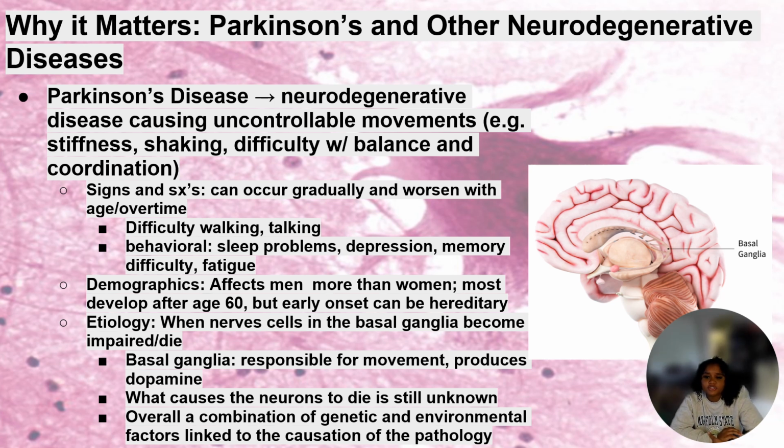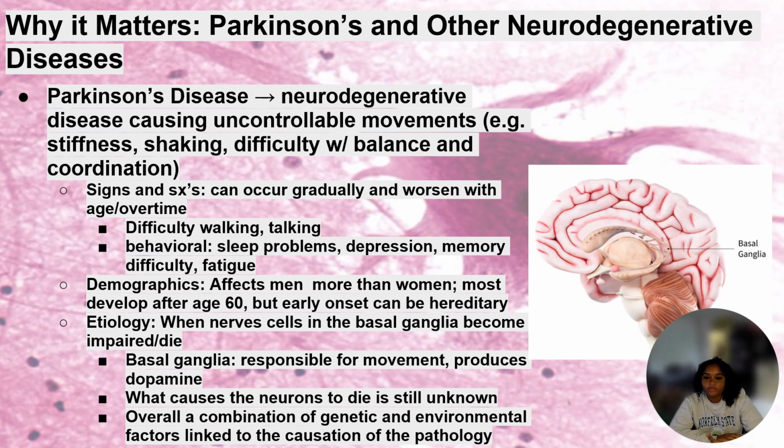And the demographics, usually it affects older population, so usually after age 60. An early onset for Parkinson's diagnosis could be hereditary related. And we've also seen in cases that it affects men more than it does women.